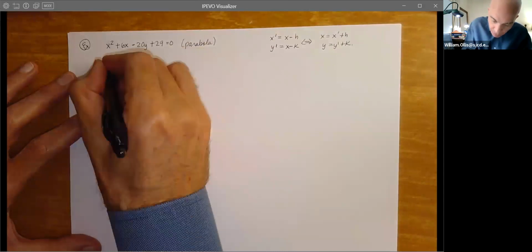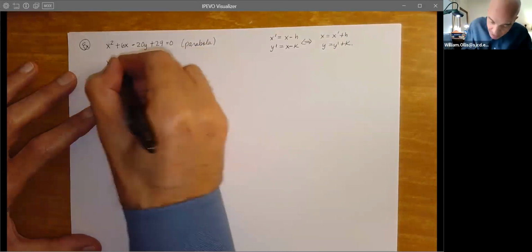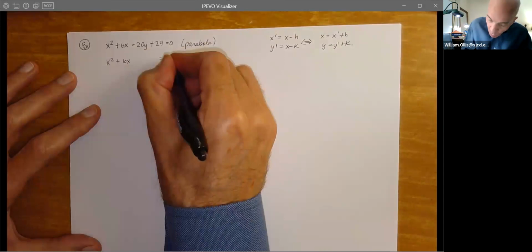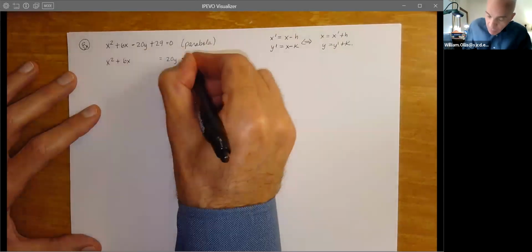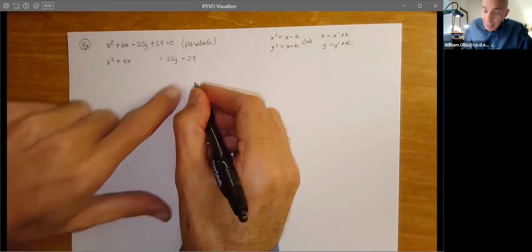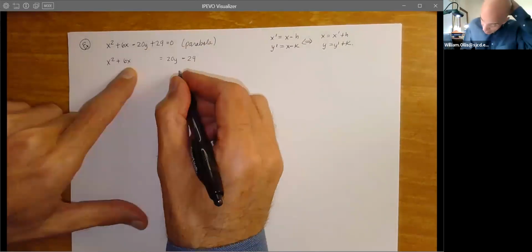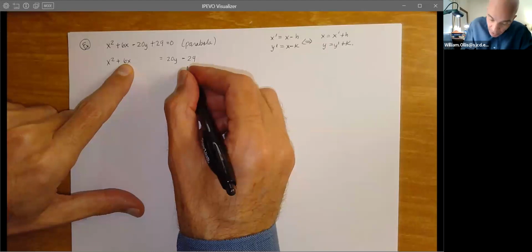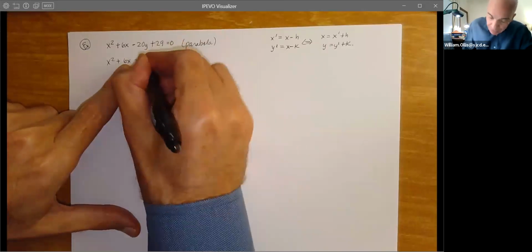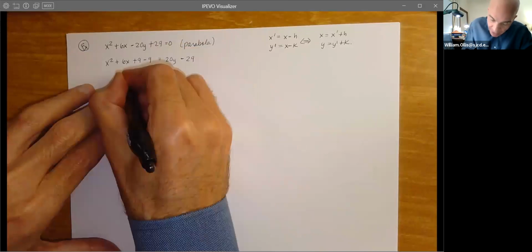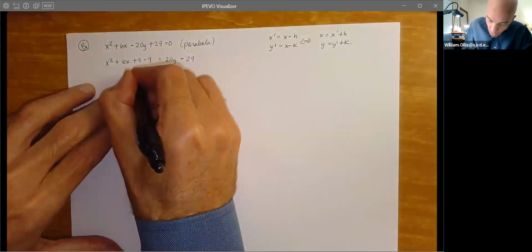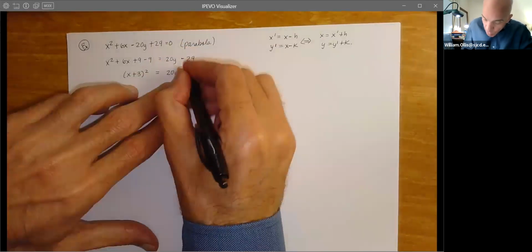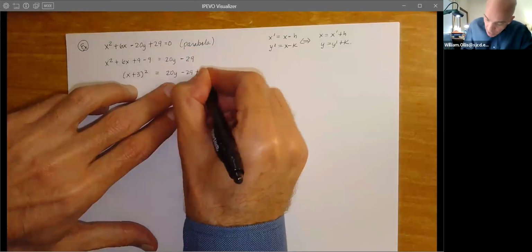So we'll have x squared plus 6x, leave some room here, and then we'll have 20y minus 29 for now. Just move everything to the right-hand side. This is monic, so we don't have to worry about that. We take half of 6 and get 3 and square it. So plus 9 minus 9. This gives us x plus 3 quantity squared, and this gives us 20y minus 29 plus 9. So this is 20y minus 20.